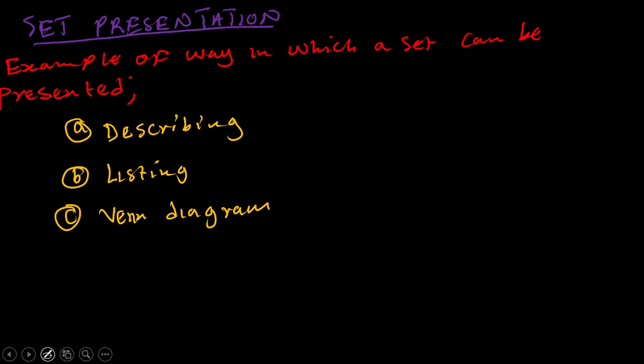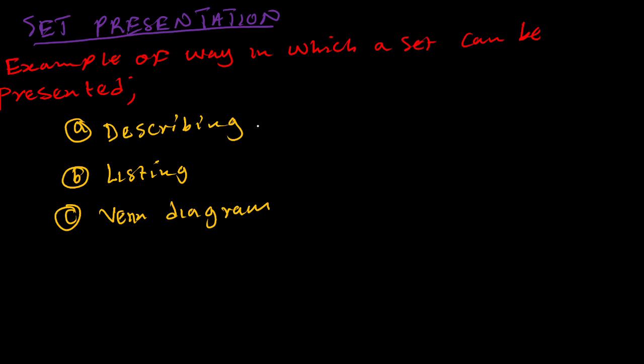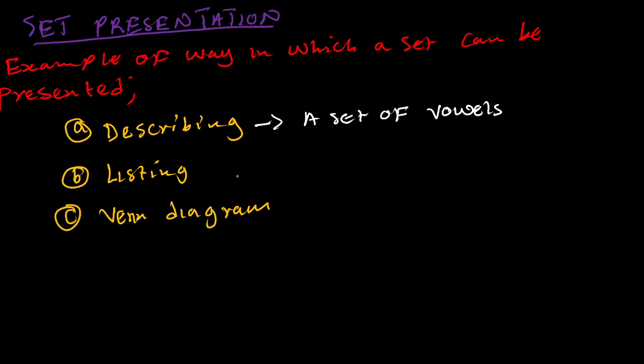Let's look at the example for describing. If I pick describing and I say a set of vowels, under listing, I'm capable of listing these sets in this way.